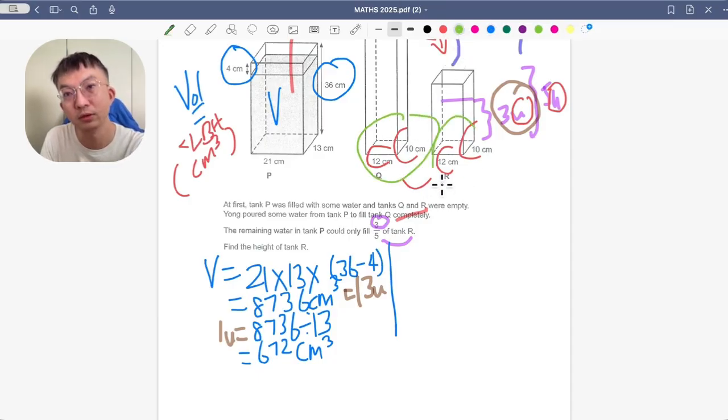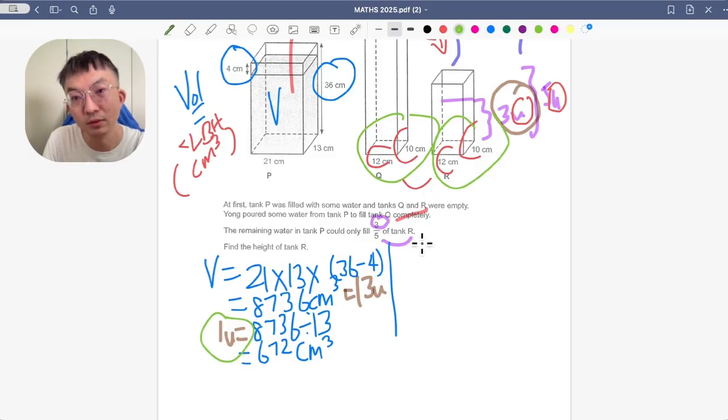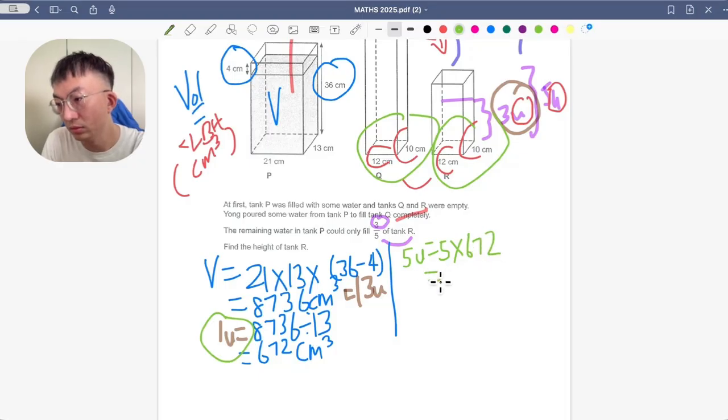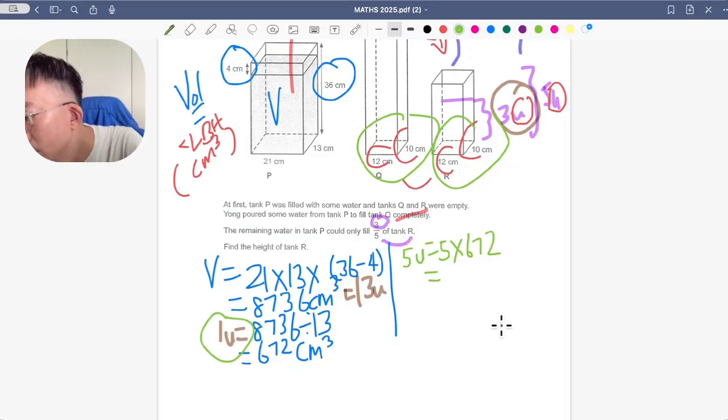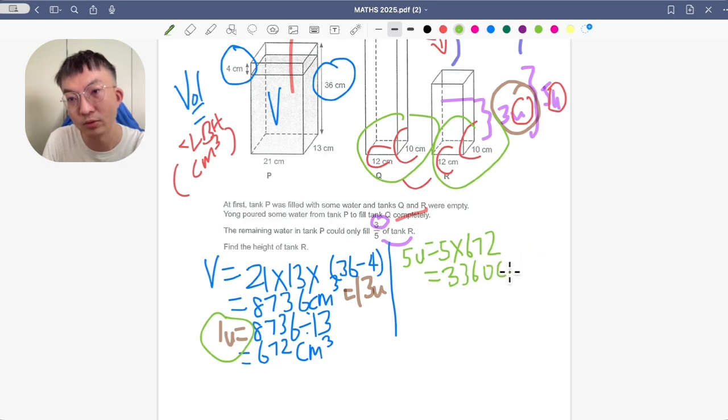And remember, we mentioned that, in fact, you can combine these two into one long tube with the same base area. So what we can do is just assign this 1U to any of these, depending on what we want to find. So since we want to find R, it's a full 5 units, okay? So 5U is equal to 5 times 672, which is equal to 3360, and that will be in cm cubed as well.